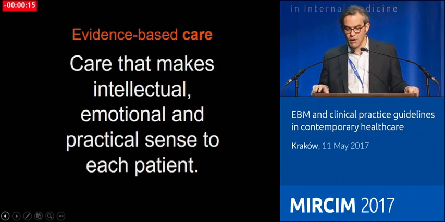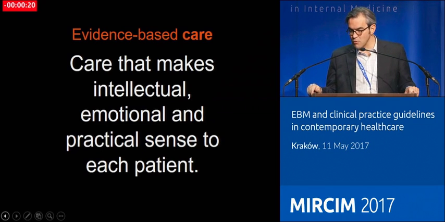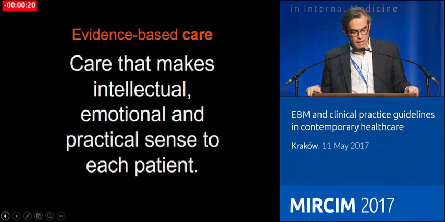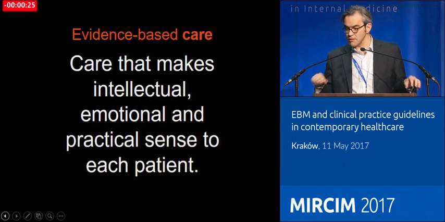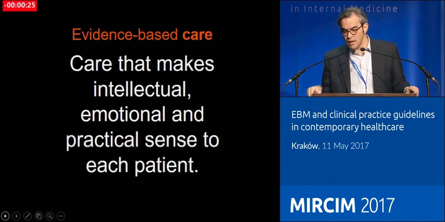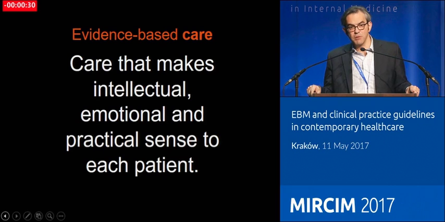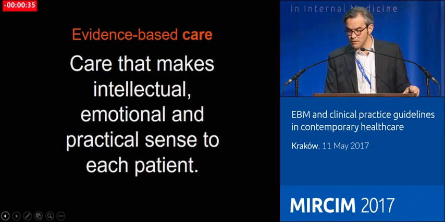In fact, one could argue that evidence-based care is the work of making care that actually makes sense, that makes intellectual sense based on evidence, that makes emotional sense, and makes practical sense, that it can be implemented given the complexity of life that people face. It's care that makes sense to the patient.